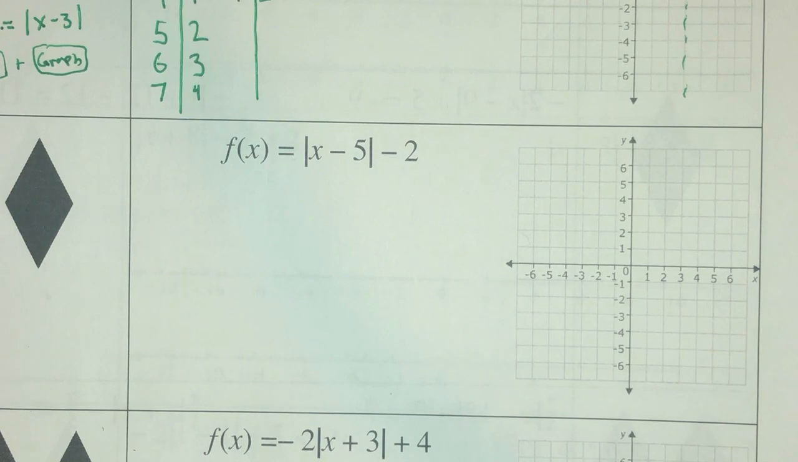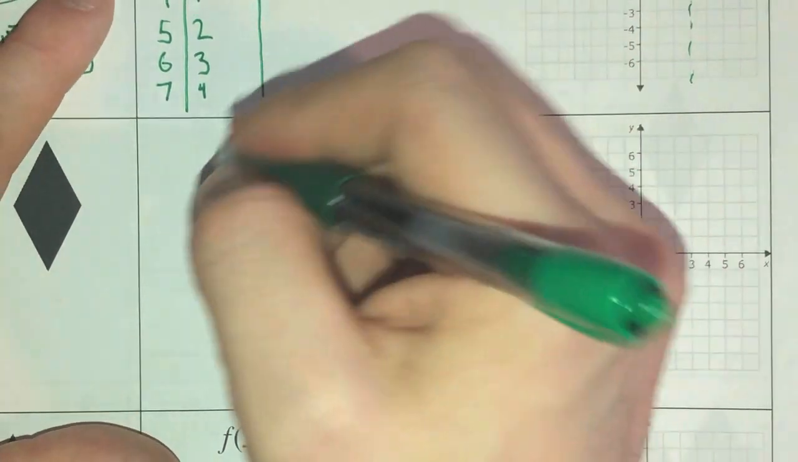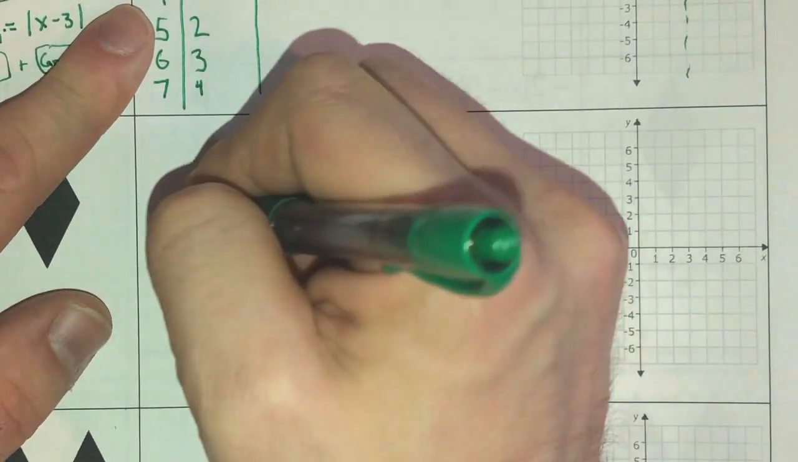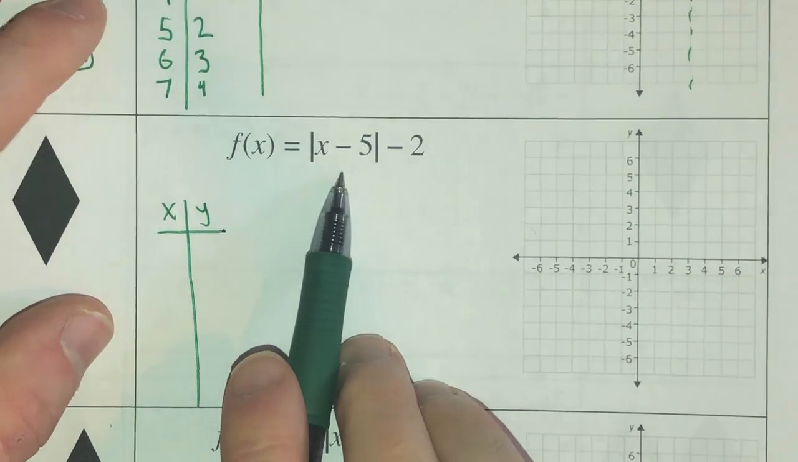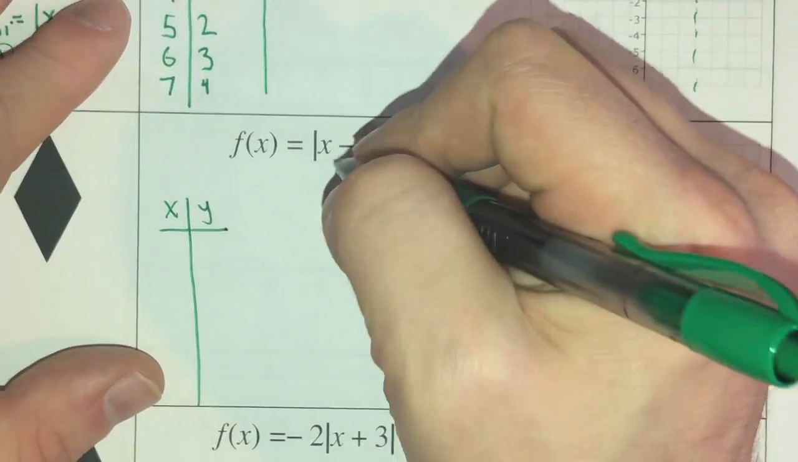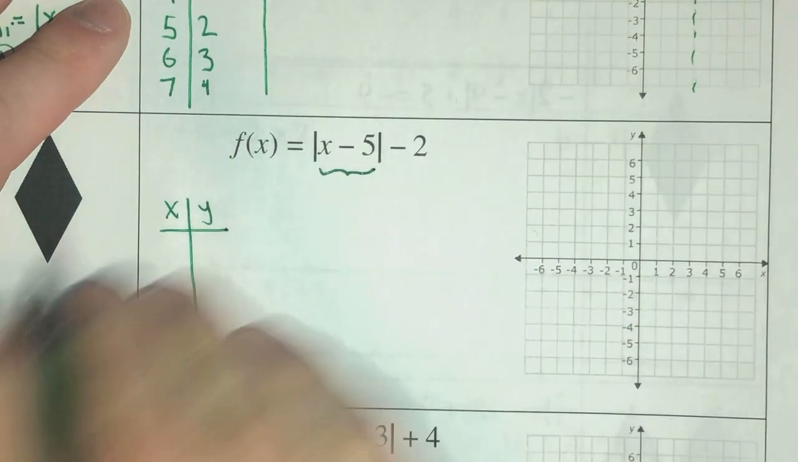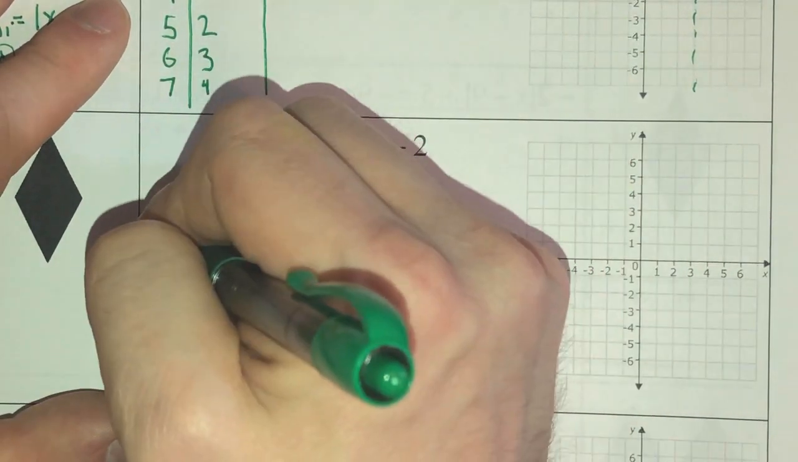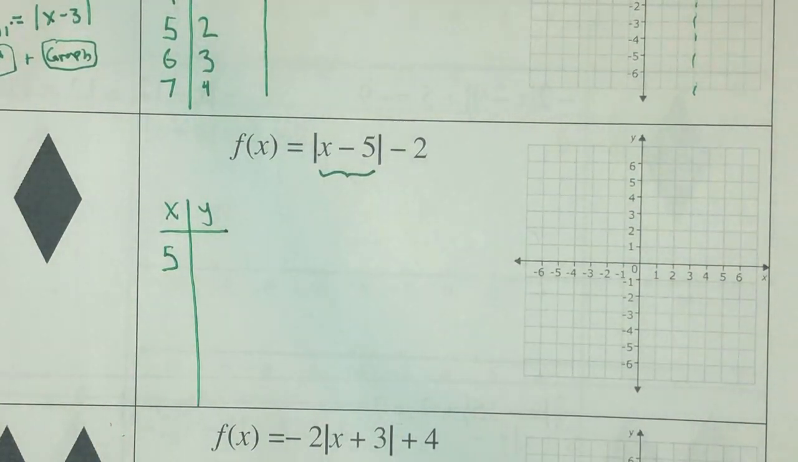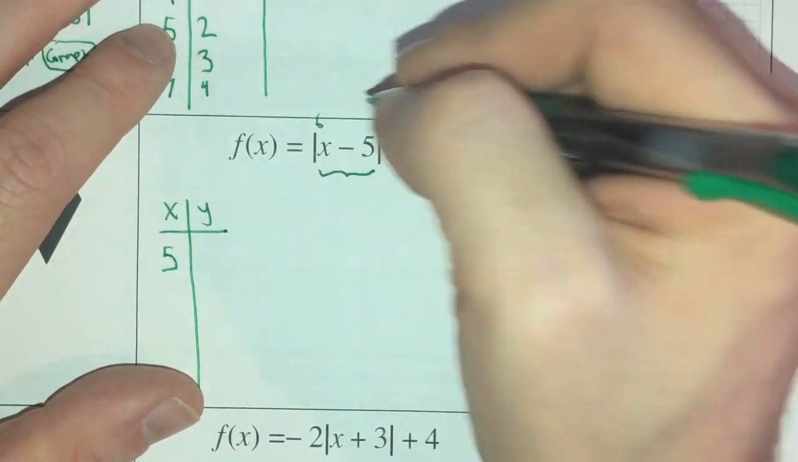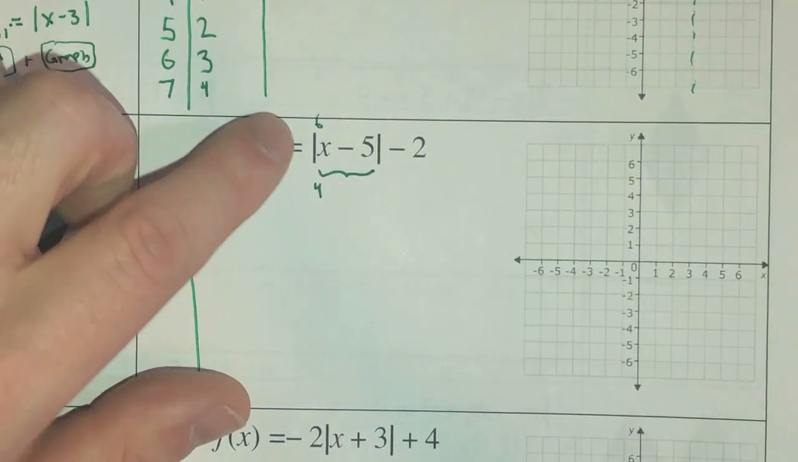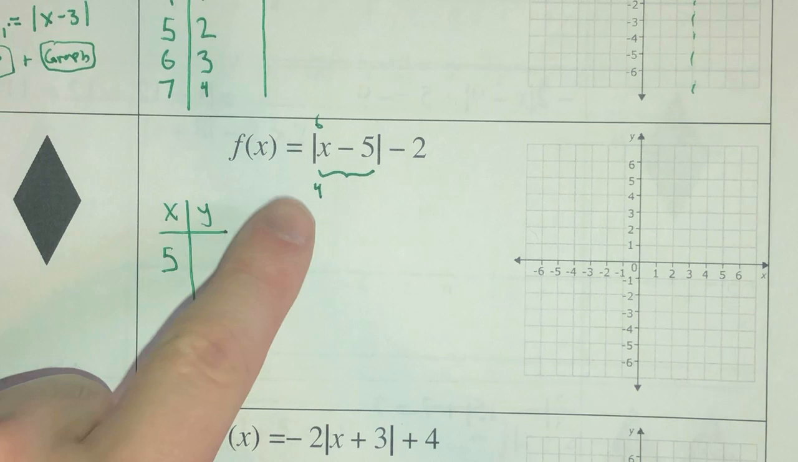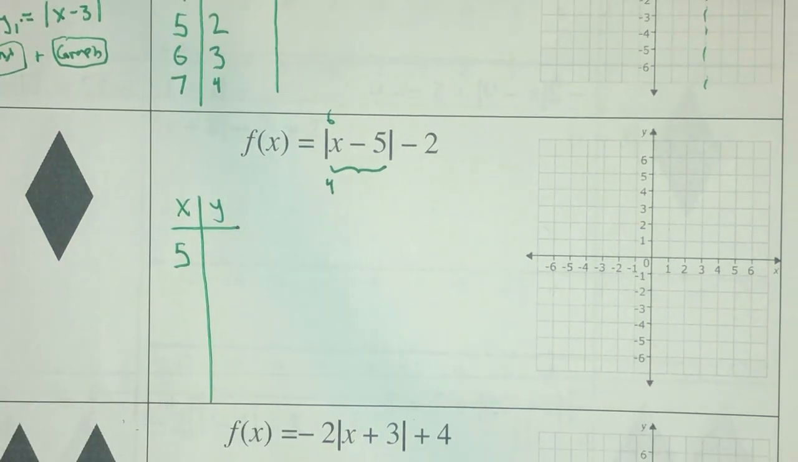How about this next one? So here, notice that I'm going to do a table again, make a table. So look, what's the easiest number? What cancels out the bars? Make the bars equal to 0. That's 5. Why do I say that? Because look, 6 and 4. When you plug in 6, you get 1. When you plug in 4, you get negative 1. Their absolute values are the same, therefore the corresponding outputs will be the same.